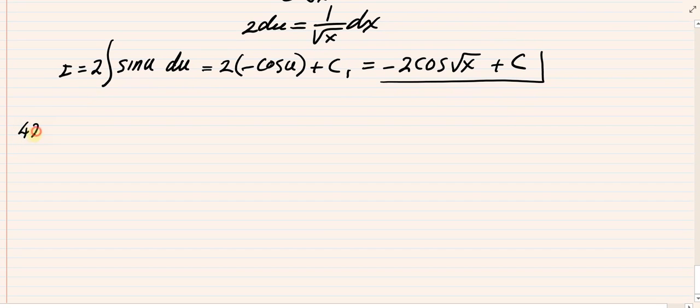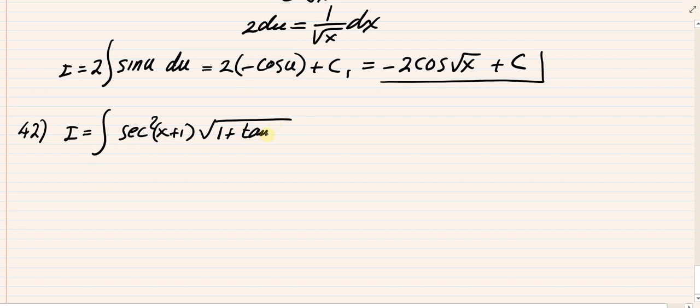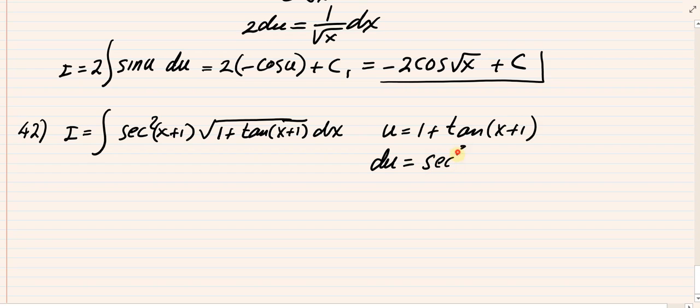Number 42. In number 42, the integral is that of secant squared of x plus 1 times the square root of 1 plus tangent of x plus 1, dx, right? Now, for this one, because we know the derivative of tan is secant squared, and we have that on the outside, it makes sense for u to be 1 plus tan of x plus 1, right? And again, here's why, because du is going to be secant squared of x plus 1 dx. Of course, by the chain rule, the derivative of the inside of x plus 1 is 1.